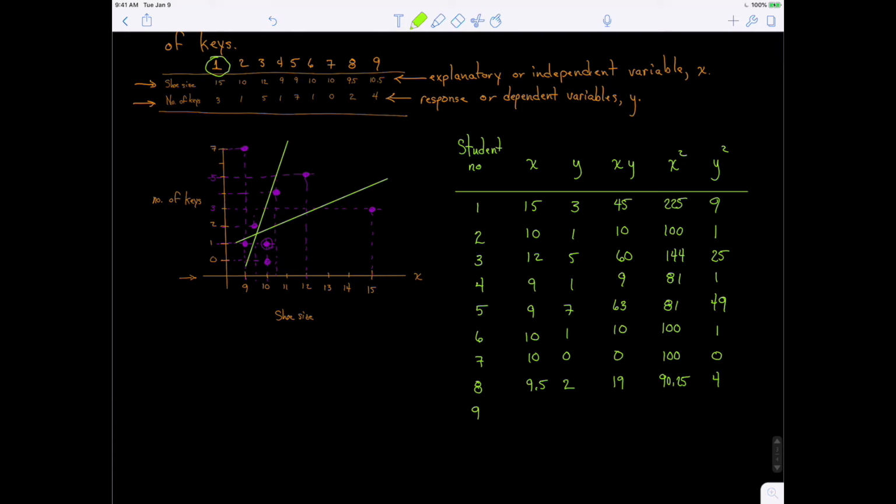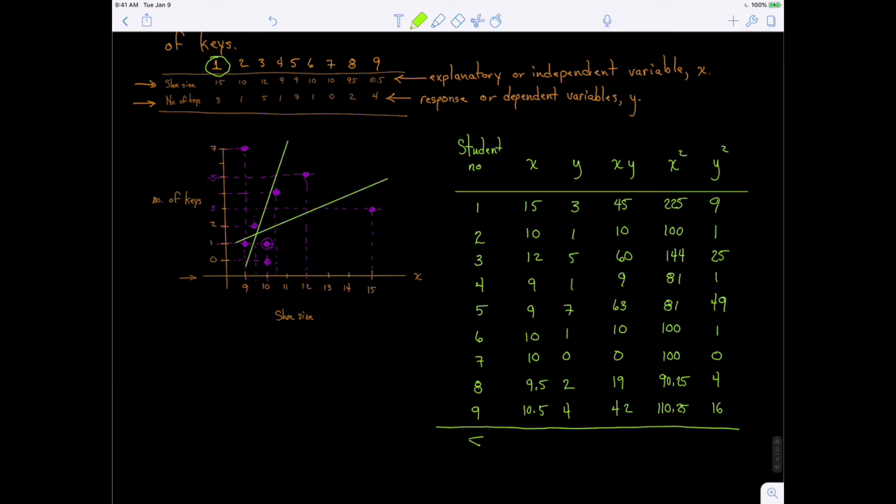And then our last student, number 9, is 10.5, 4. Multiply those together, that would be 42. 10.5 squared would be 110.25, and 4 squared is 16. Okay, there's our table.